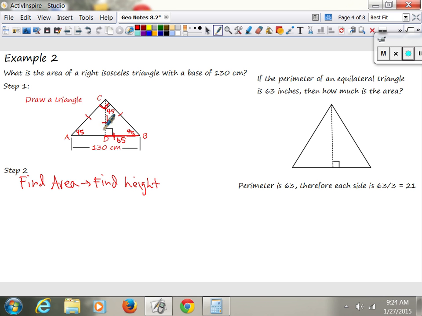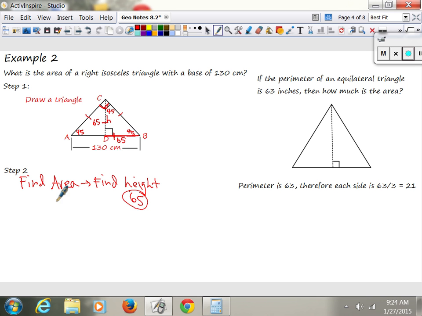What does that tell me about this piece? Because I've got 2 45-degree angles right here. So the 2 legs have to equal. So now I just found my height. My height is 65. That's my height. I found the height by using the 45, 90.